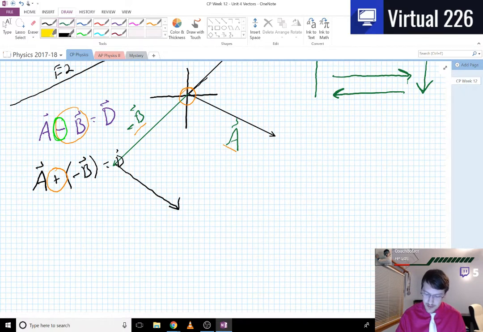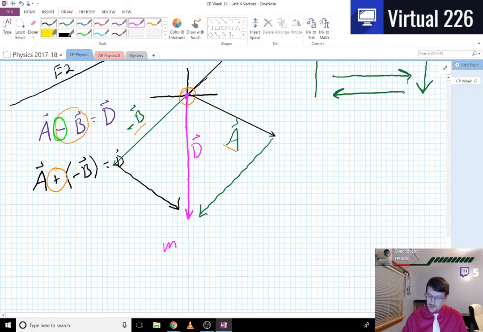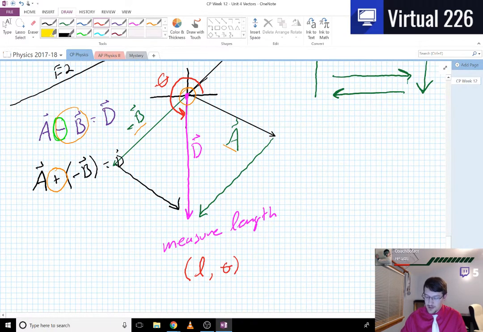If we shift B over, we get that. And then, like always, we go from the start to the finish, and this is our resultant vector, which in the problem they called vector D. We would, once again, measure the length, the magnitude, the size, and then starting from the positive x-axis, we'd go all the way around to get the angle. So we'd have some length, some size, and then we'd have some theta.